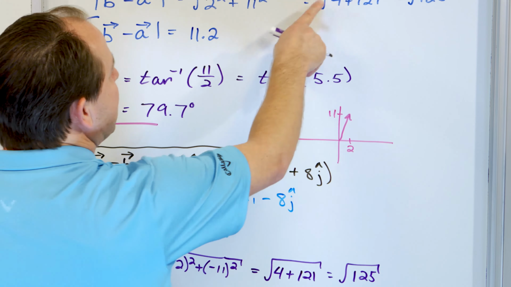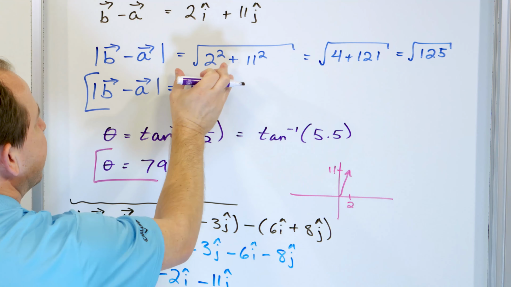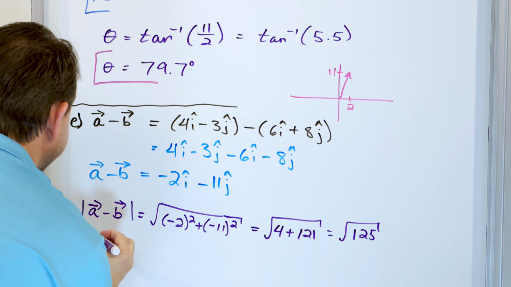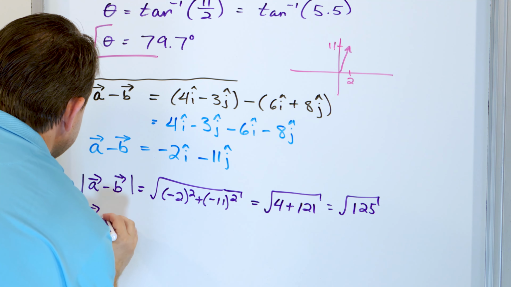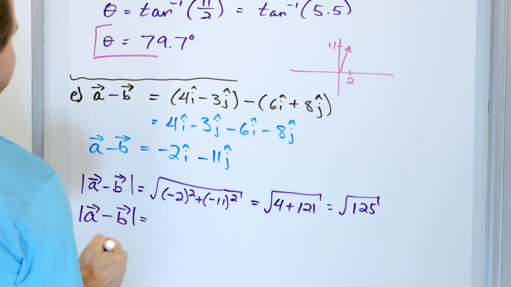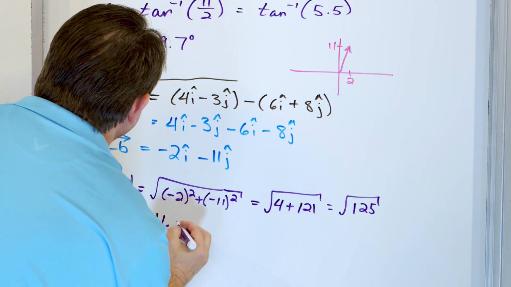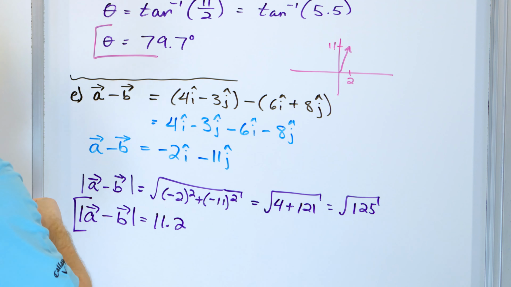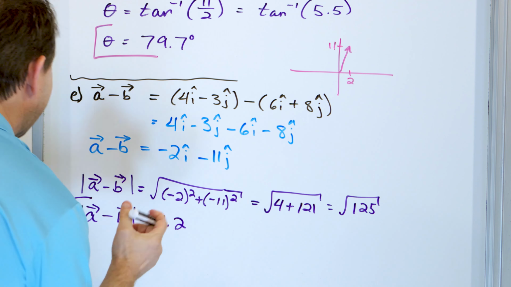And notice that that's exactly what we got before. The fact that the components were negative somehow made the magnitude exactly the same thing. We're going to see why in a second. But the magnitude of A minus B is equal to, when we take the square root of 125, we still get a magnitude of this vector of 11.2. So I'm going to circle that. That's the magnitude. Now let's calculate what the angle of this thing is.